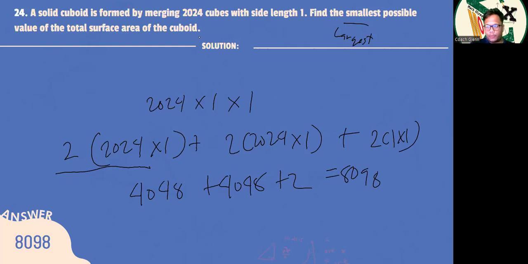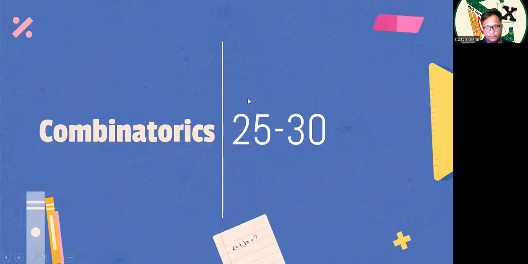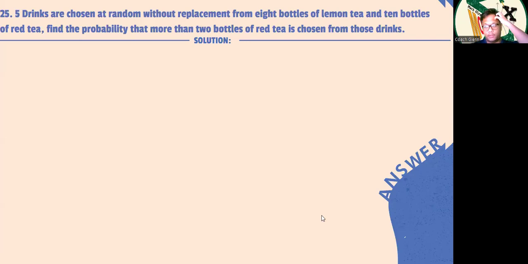So that's the error for 24. Okay, any questions for 24? Okay, if no more questions, then let's go to number 25. Combinatorics. 5 drinks are chosen at random without replacement from 8 bottles of lemon tea and 10 bottles of red tea. Find the probability that more than 2 bottles of red tea are chosen from those 5.